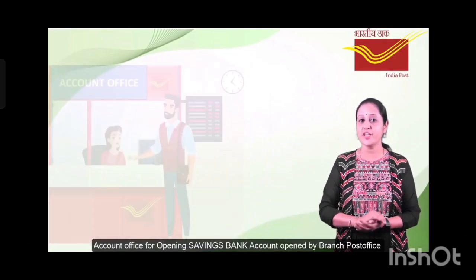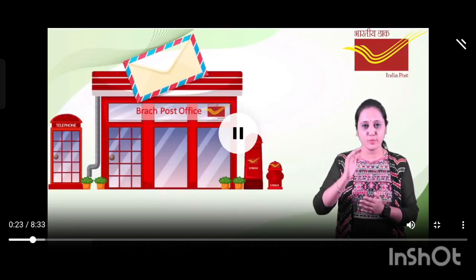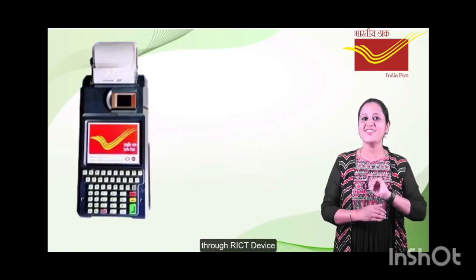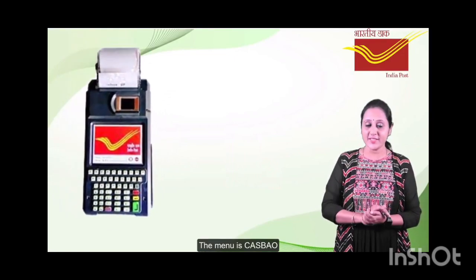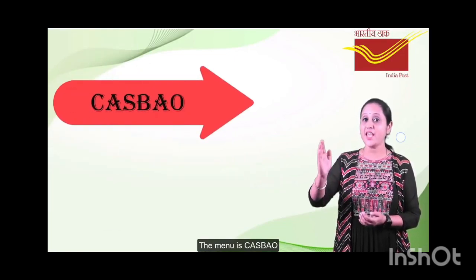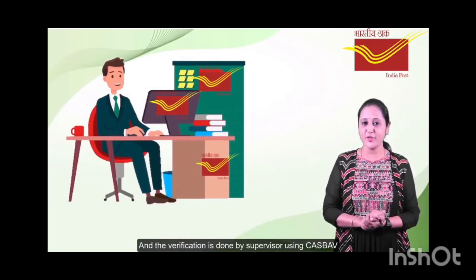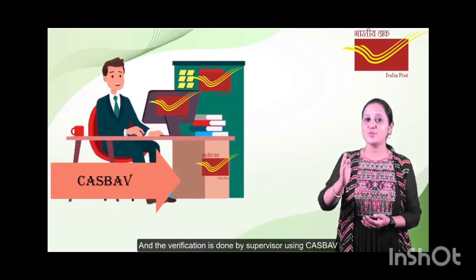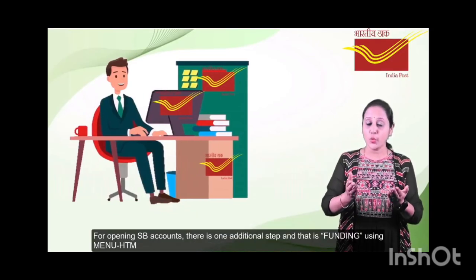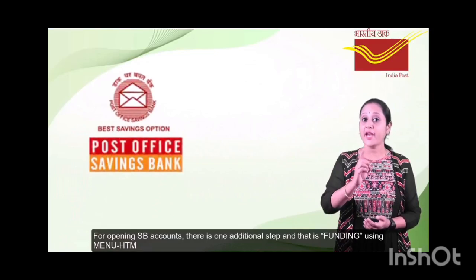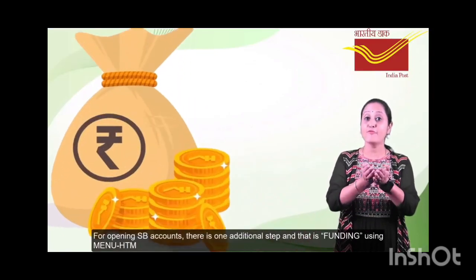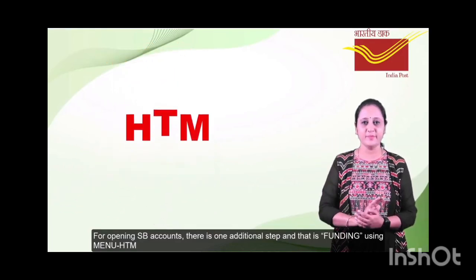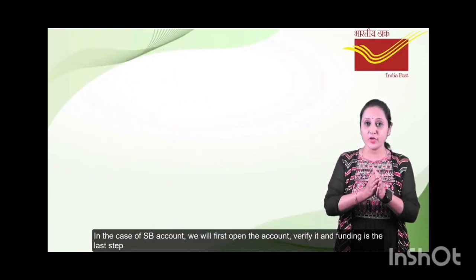We shall discuss the procedure to be followed by the account office for opening savings bank accounts opened by the branch post office through RACT device. The menu is CASBAO and the verification is done by the supervisor using CASBAV. For opening SB accounts, there is one additional step and that is funding using the menu HTM.